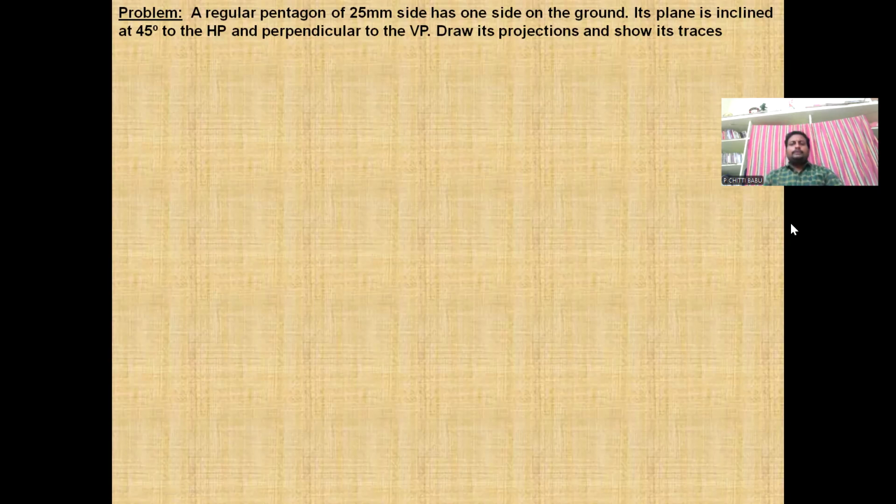So you observe the problem. The regular pentagon of 25 mm side has one side on the ground. So it means, consider my hand is a pentagonal plane. When we are seeing from the top, this entire plane of 5 sides will appear as a pentagon shape in the top view. That top view we are going to draw in the horizontal plane.